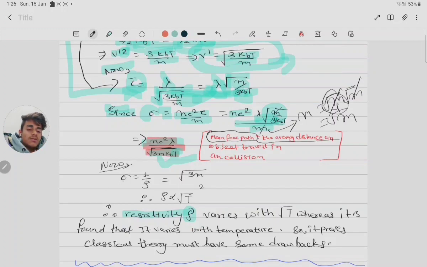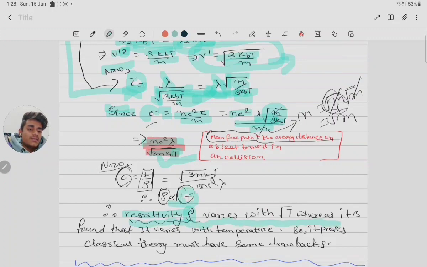Now we have sigma equals 1 by rho. We get the value of rho here: root 3 m kBT upon n e square lambda. So we get the relation between resistivity and temperature. The resistivity rho varies with the temperature.